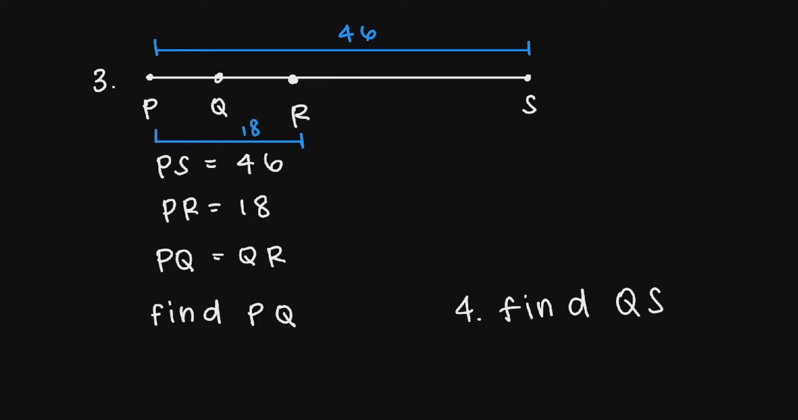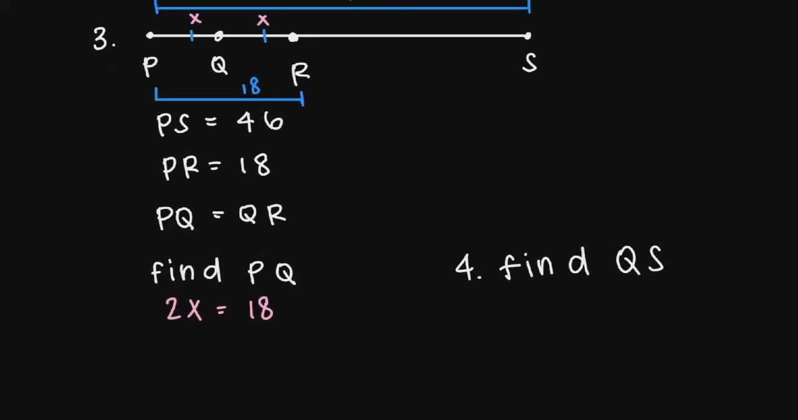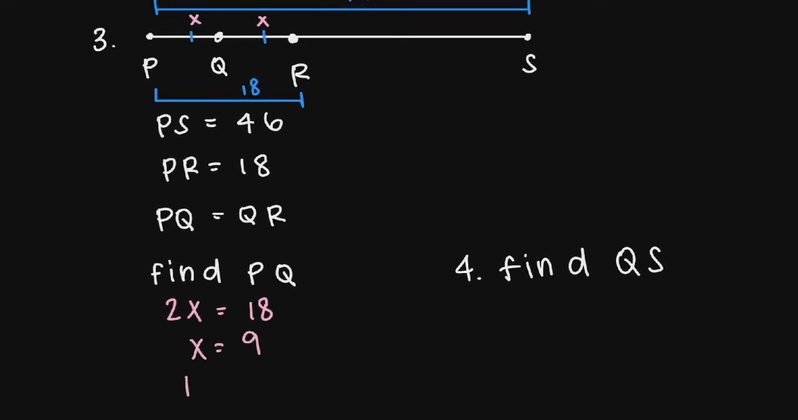And we know PQ equals QR, so we know that these two are the same. So for the first one, we want to find PQ, which is this distance here. So in order to find that, we know that PQ is equal to QR, so if we call them x, then we know that 2x equals 18, because both of them added together will equal the long length, which is 18. So that means x equals 9, so PQ equals 9.